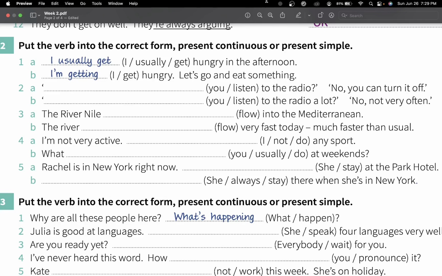She's in Europe right now. She's staying at our hotel. She always stays there when she's in Europe. Numbers to listen to the radio a lot, not very often.